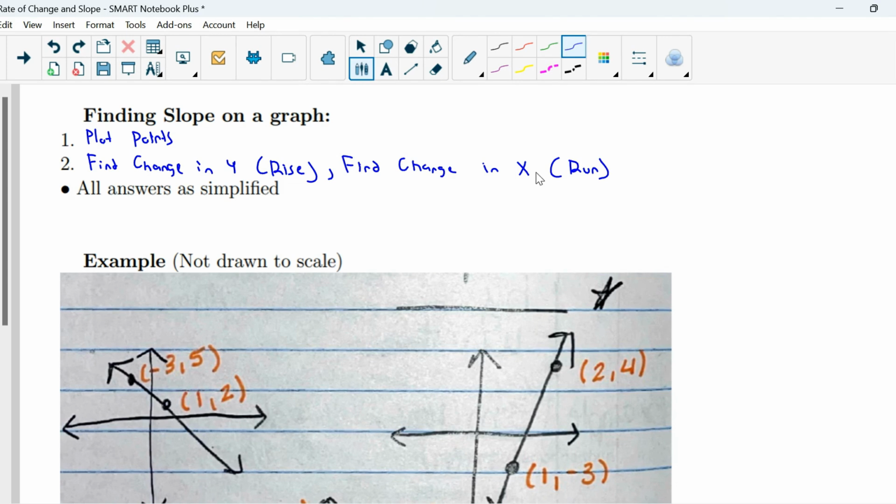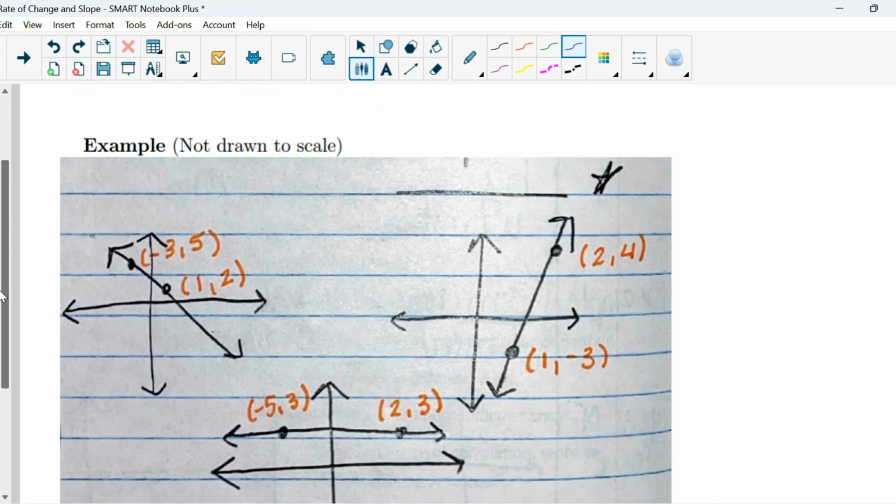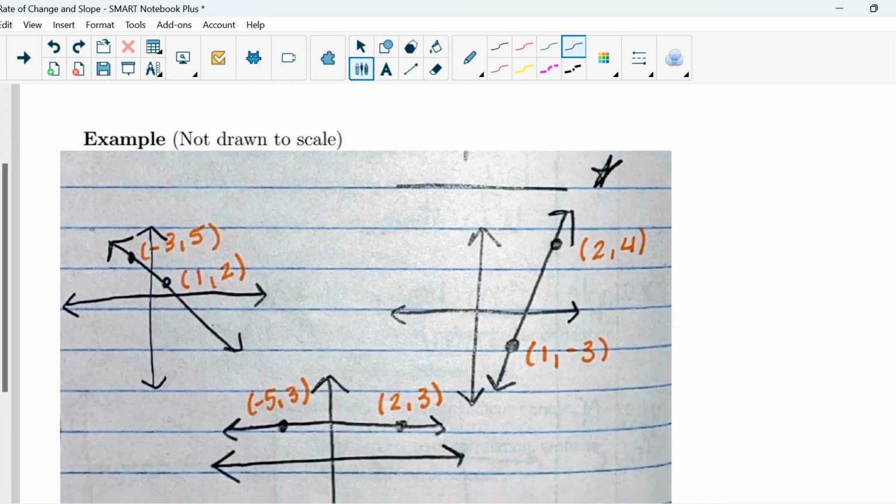So you'll find the change in your y values, find the change in your x values, and then you have to make sure that you simplify your answer all the way. The reason we simplify, we'll see more once we start graphing, but it's important to get in the habit now. So in these first couple of examples, we are going to look at them strictly graphically. Okay? We are not going to use a slope formula or anything like that. We're just going to look at it graphically.